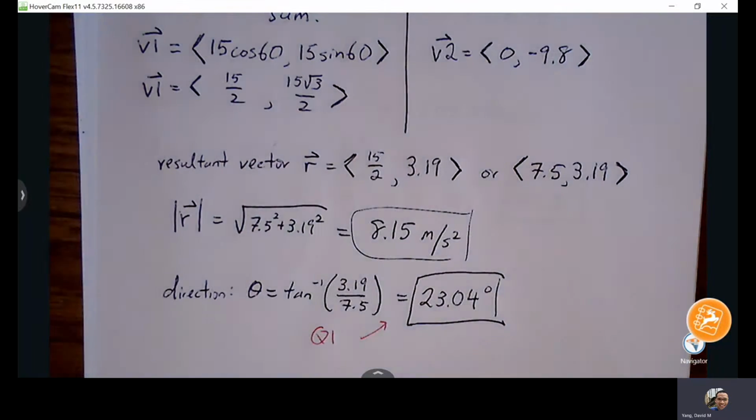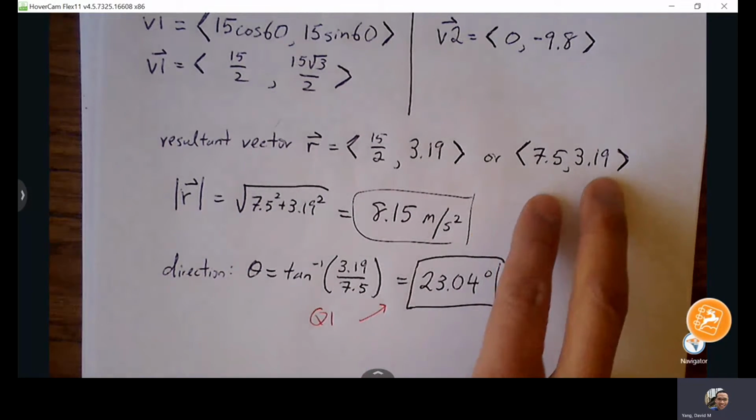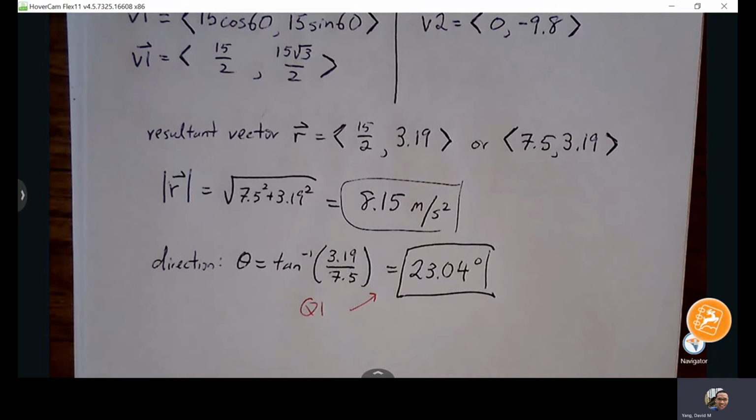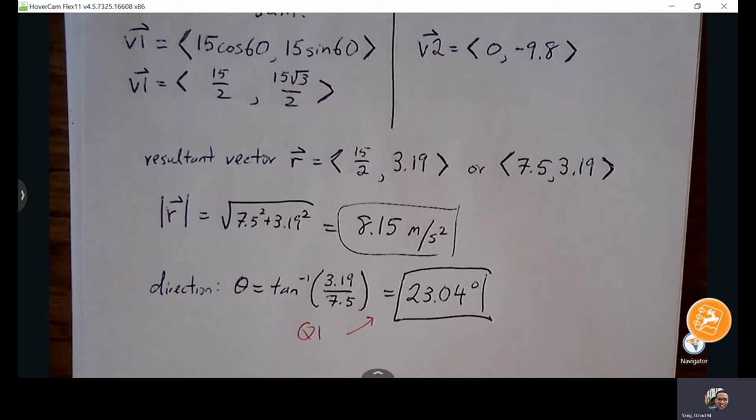No need to adjust. You look at both your component form, these are both positive, so that's going to end up in the first quadrant. Whatever you get for your theta is going to be your direction.